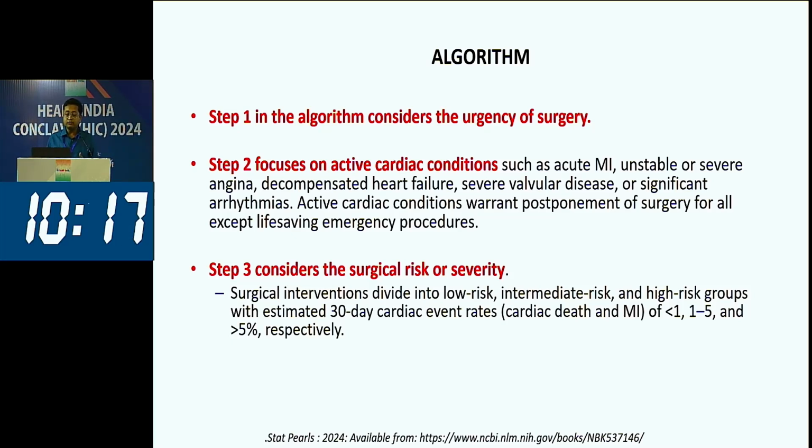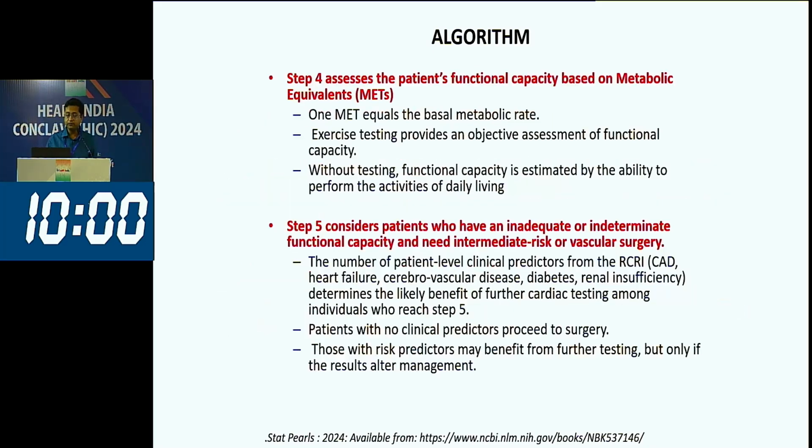Step 3 now goes into considering the surgical risk and severity, how the surgical insult will affect the heart. So surgical intervention is divided into low risk, intermediate risk and high risk groups with estimated 30-day cardiac event rates of less than 1%, 1 to 5% and more than 5%. Step 4 is the assessment of the patient's functional capacity when he is going into surgery, that is the METs. So what is MET? MET is metabolic equivalent. 1 MET equals the basal metabolic rate. So exercise testing is very important here, an objective assessment of the functional capacity of the patient. Without testing, functional capacity can also be estimated from the daily activities with questionnaires.